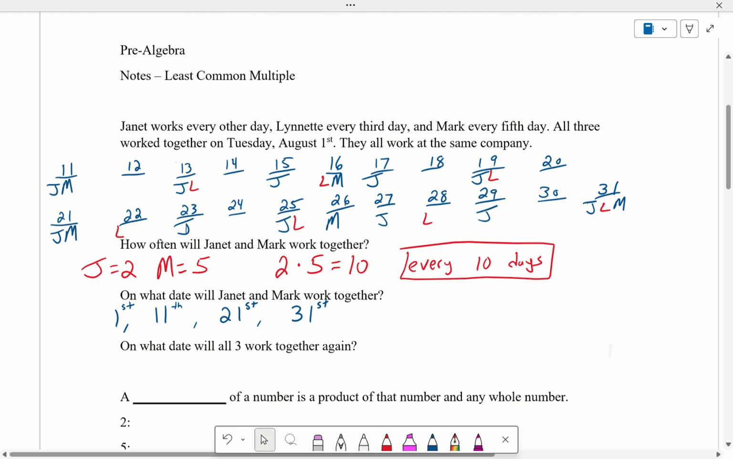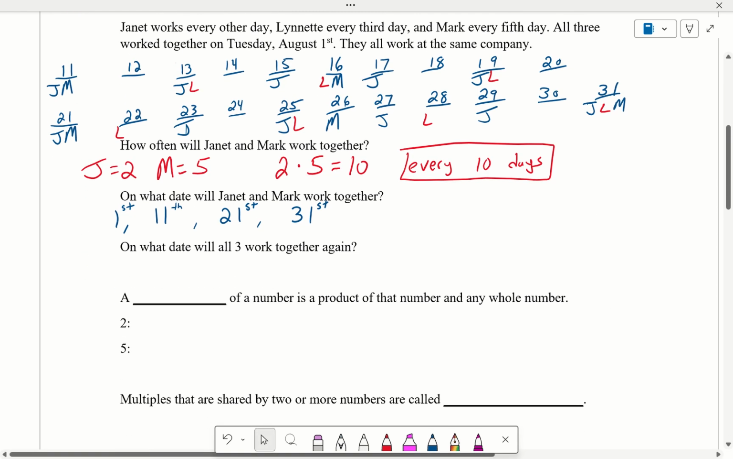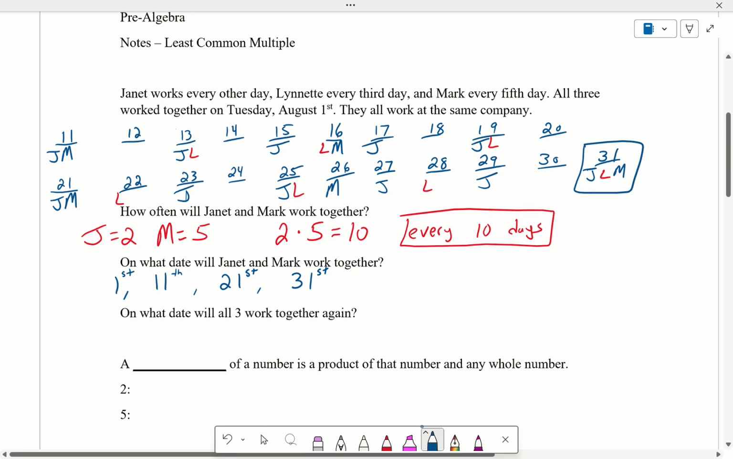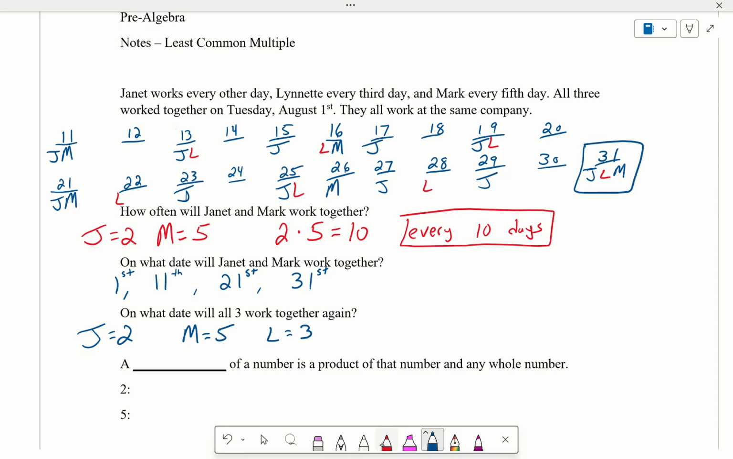There you go. On what day will all three work together again? Now, from our calendar up top, we know that they don't work together, all three of them, until the 31st. But let's see how we can do this mathematically. Janet works every other day or every 2 days. Mark works every 5th day. Lynette works every 3rd day. So mathematically, 2 times 5, that's 10, times 3, that's 30.